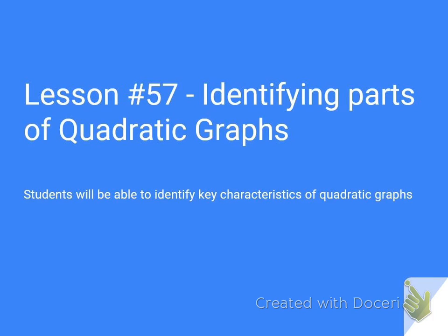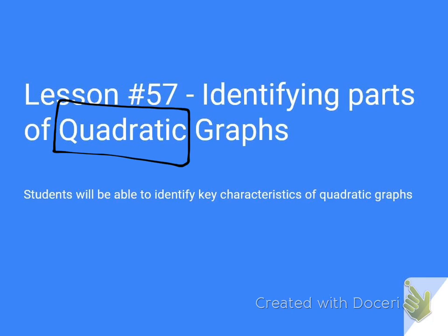Alright, today's lesson is lesson number 57. We are identifying parts of quadratic graphs. So we're going to continue talking about things that we talked about last week, like domain and range, and the maximum, minimum, increasing, and decreasing. But we're specifically focusing on quadratic graphs.